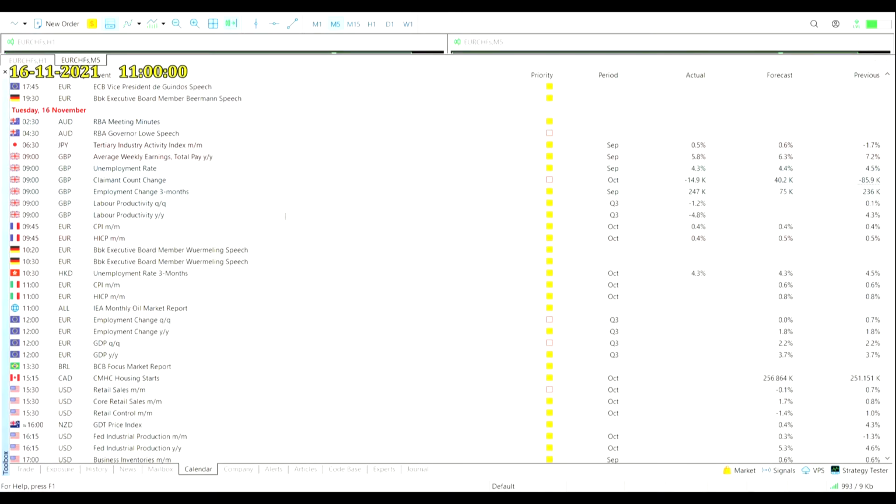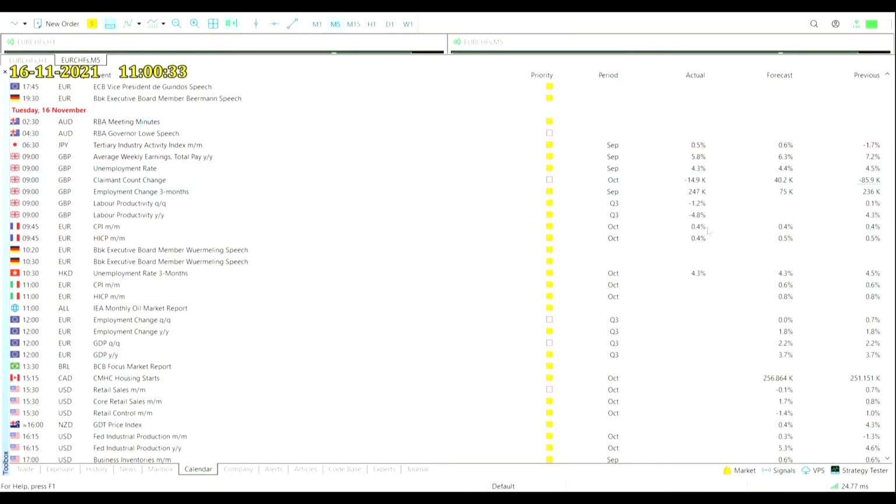Quarterly labour productivity came in at negative 1.2%. Didn't have a forecast for that, but I would say you want your labour to be more productive, so a higher number would have been better. 0.1% was the previous. They'll want to see those positive numbers resume in the following quarters. 9:45 CPI inflation data month on month from France in the Eurozone. 0.4% actual, 0.4% forecast, and 0.4% previous.